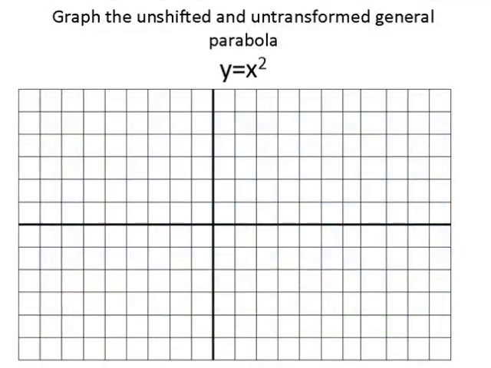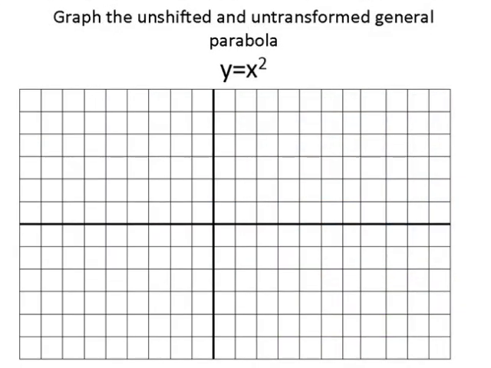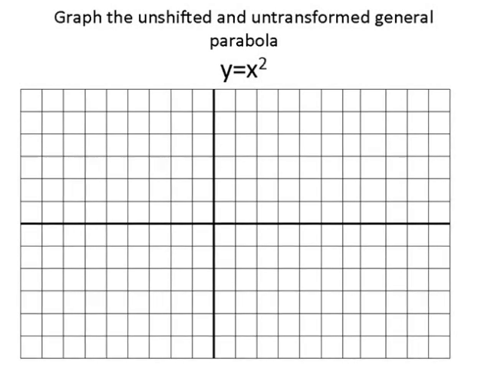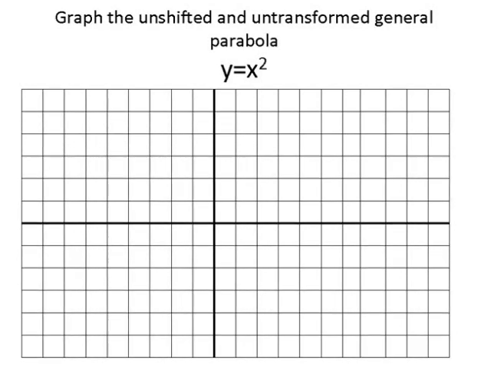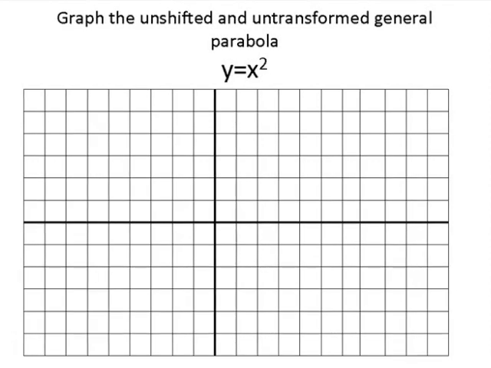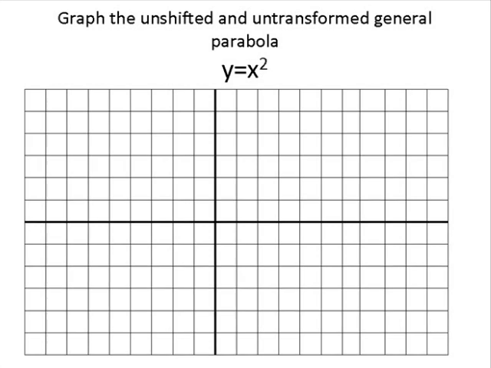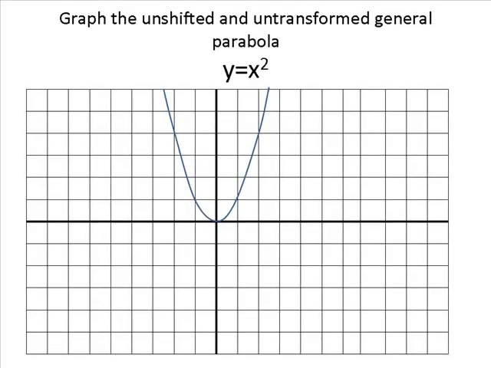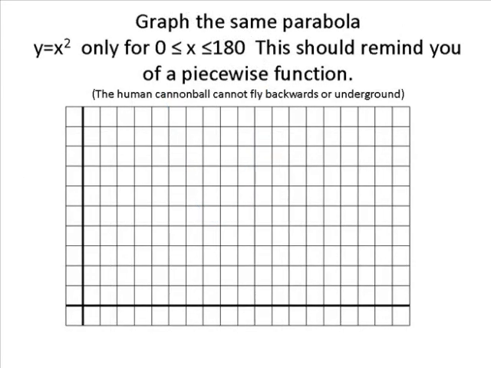So how can we model this? Well, first let's just start out with the graph of a parabola y equals x squared. This is the general parabola, nothing special. We can make the graph, and we've done this using an xy table or whatever method you prefer, and you get something that looks like this. Now this doesn't look much like the path of the human cannonball, does it? I mean, he would have to go down and come back up. It's just not quite what we're looking for. So let's start thinking about something else.